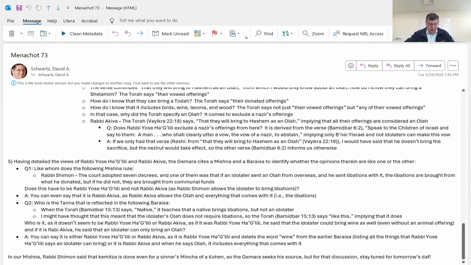Do we have to say that this is only Rabbi Yossi Aglili? Because after all, it allows the bringing of nesachim from a non-Jew, and it's not Rabbi Akiva? No, even you can say Rabbi Akiva. When it says that Rabbi Akiva allows a non-Jew to bring an ola, it means that he allows you to bring the ola along with everything that goes with the ola, including the nesachim. So whose opinion is this? The rabbanan.